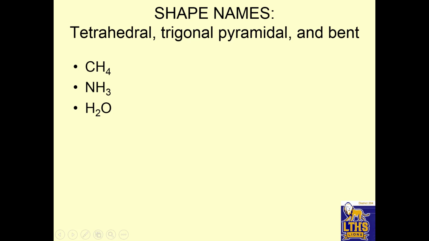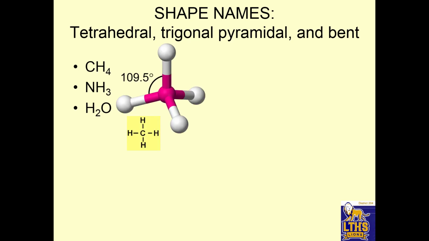So we said there's 4 areas of electrons on each of these, and those 4 areas need to spread out. So here's CH4 again. Those areas need to spread out. If this is the carbon and these are the hydrogens, the farthest apart those 4 areas can get is 109.5 degrees in 3-dimensional space. This is only 90 degrees, so it's not going to be flat. It's going to be 3D. This shape is called the tetrahedral shape.